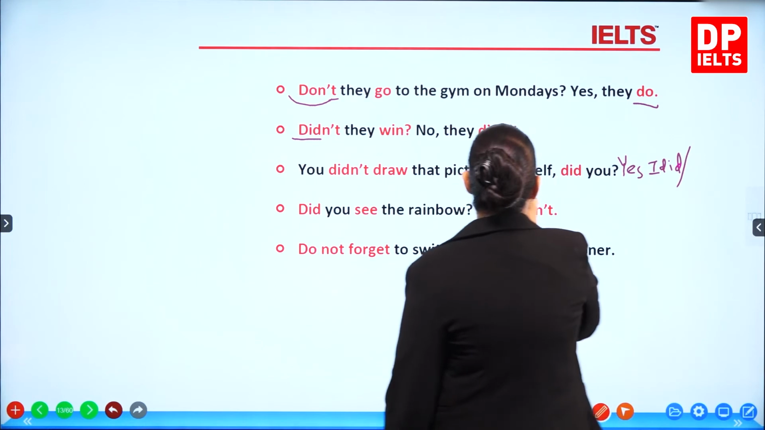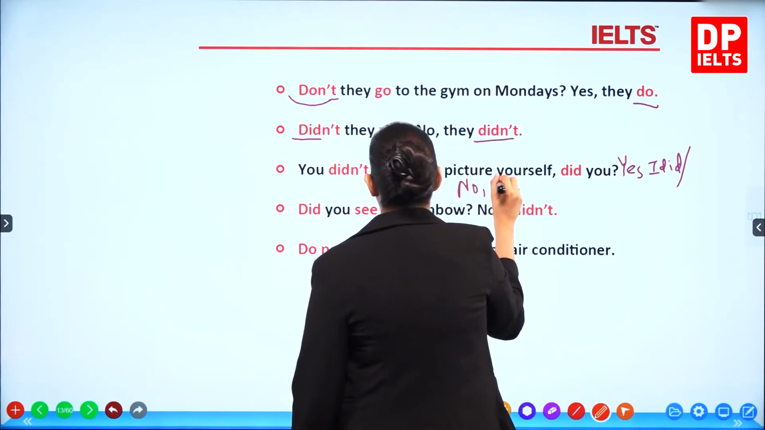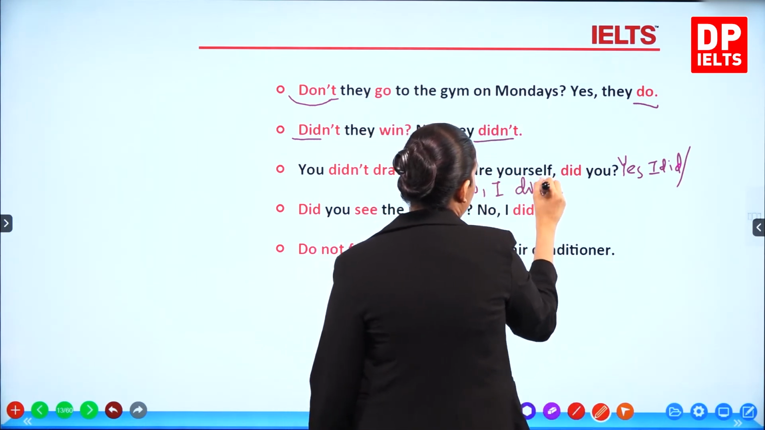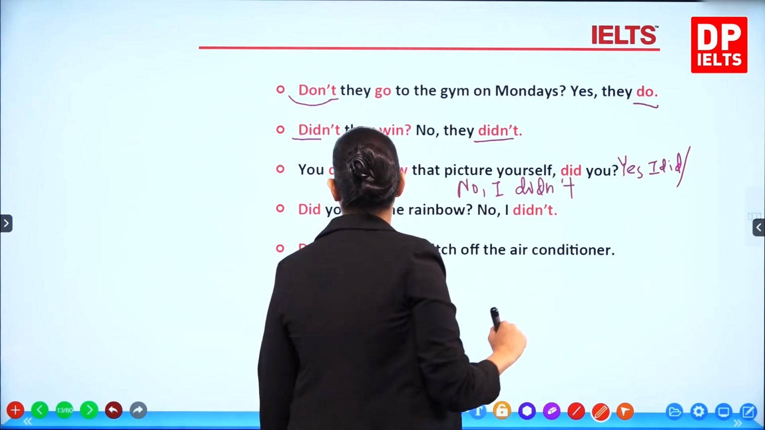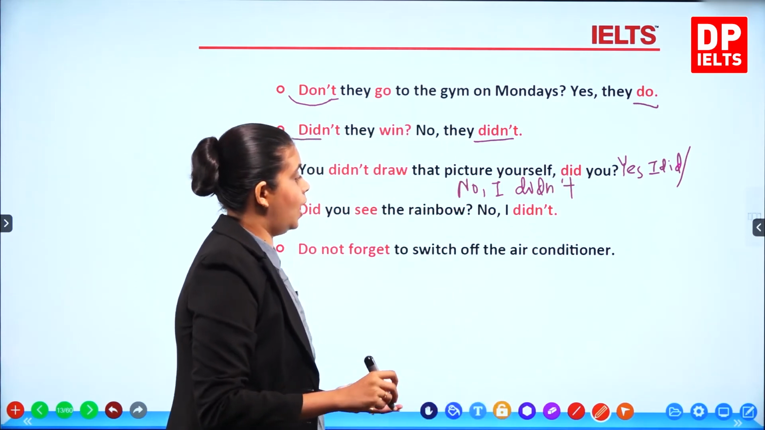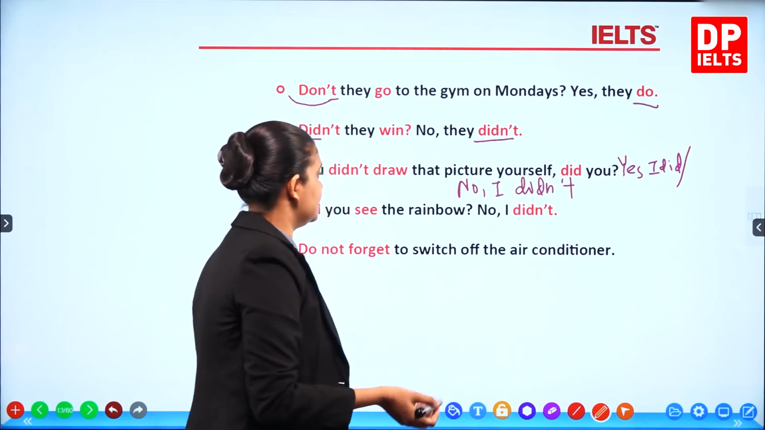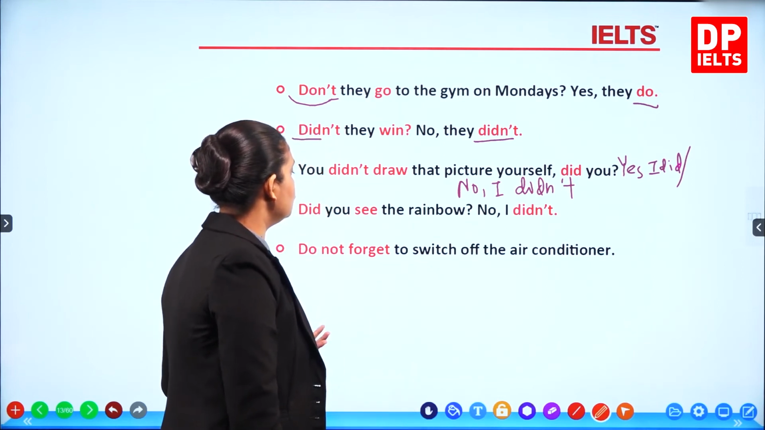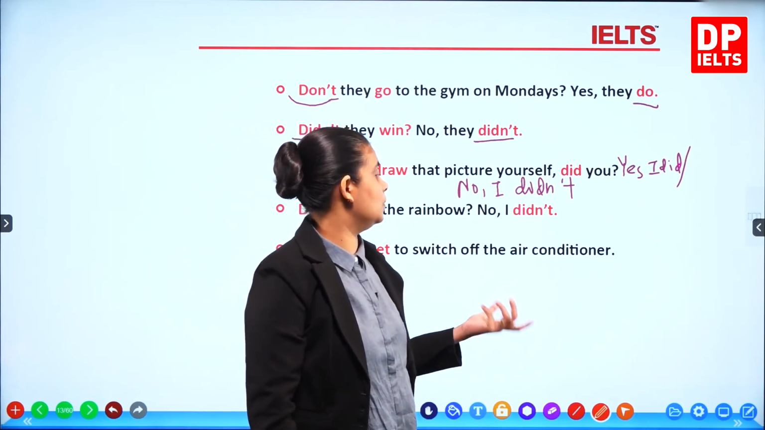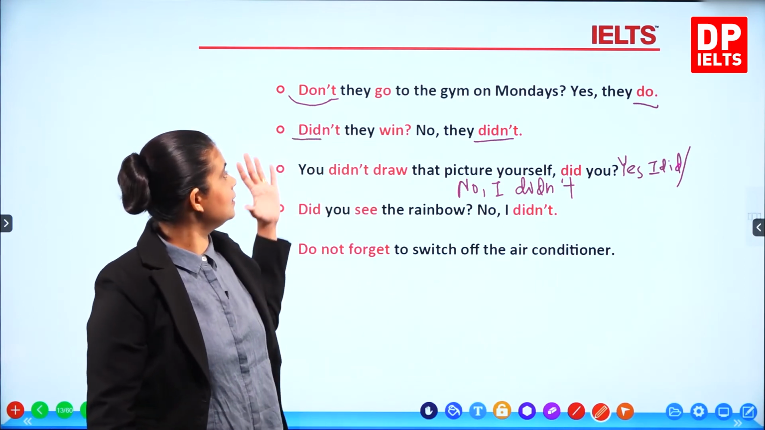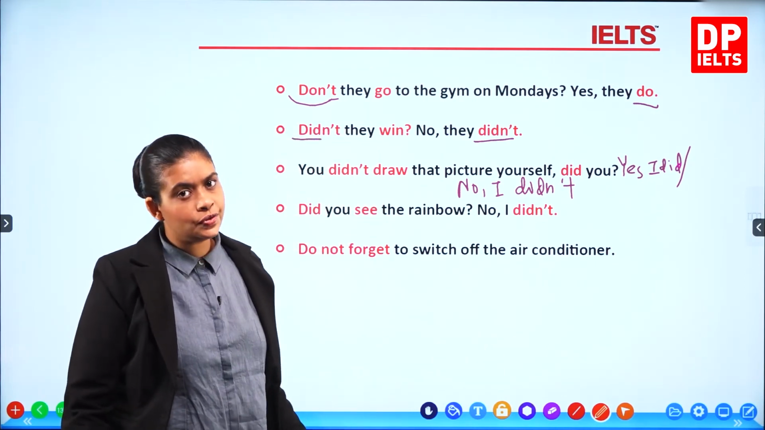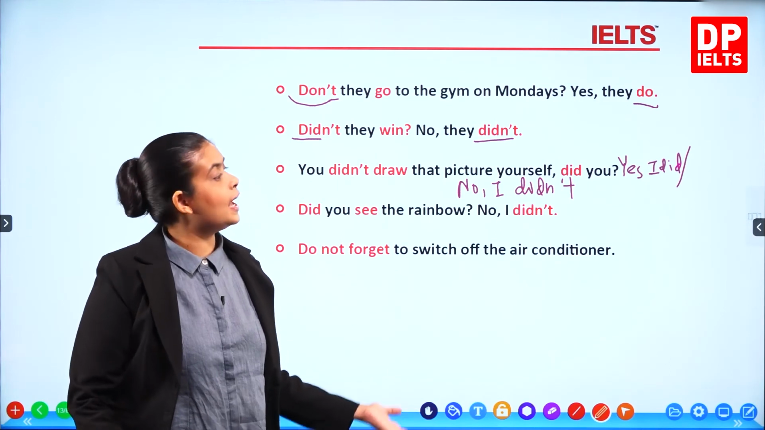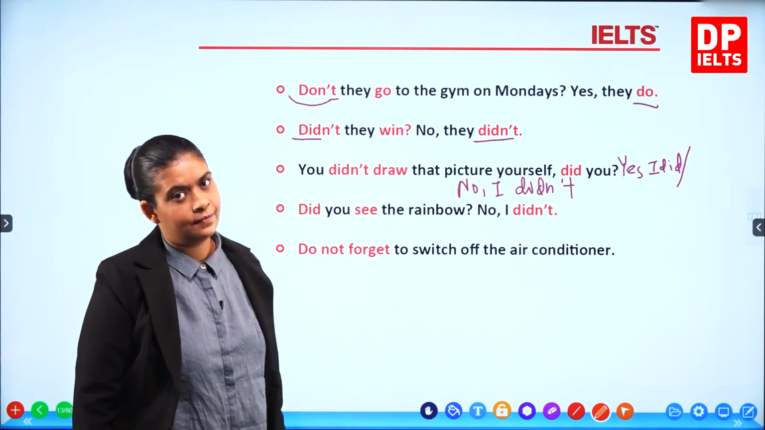Or you can say, no, I didn't. Did you see the rainbow? No, I didn't. Or you can say, yes, I did. Do not forget to switch off the air conditioner, right? So here are some of the words you could use for sentence tags as well as question tags, right?